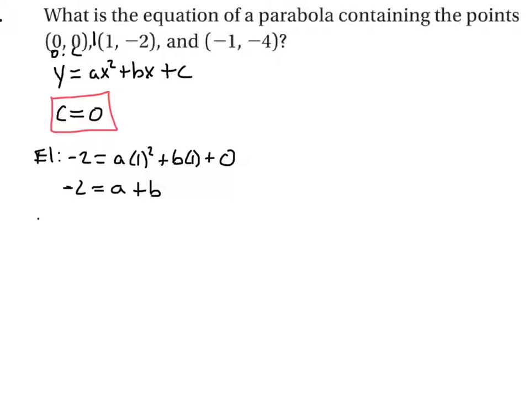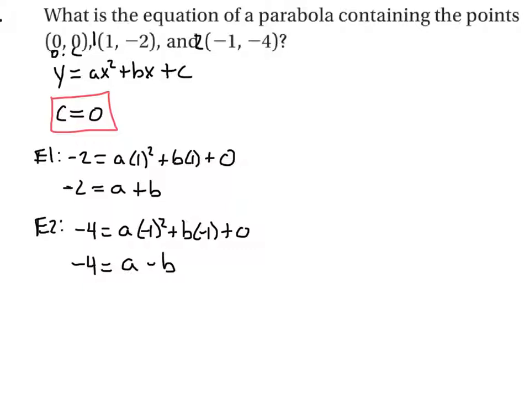All right, let's look at equation 2. Plugging that in, that's from point number 2. So therefore, y is negative 4 equals a times negative 1 squared plus b times negative 1 plus 0. And again, that 0 came from the c value that we already know. Simplifying that down, negative 4 equals, negative 1 squared gives us what? 1. So I have 1a, and then b times negative 1, negative b plus 0.